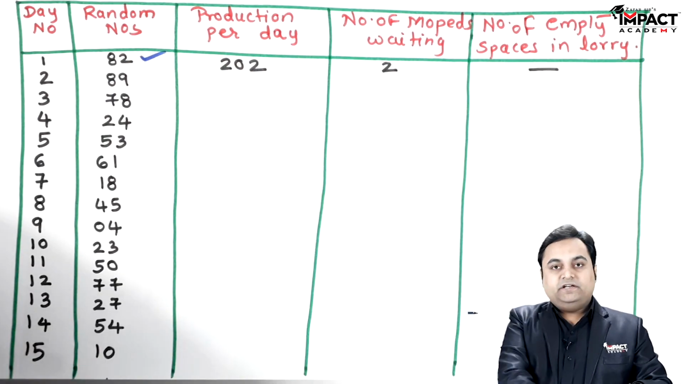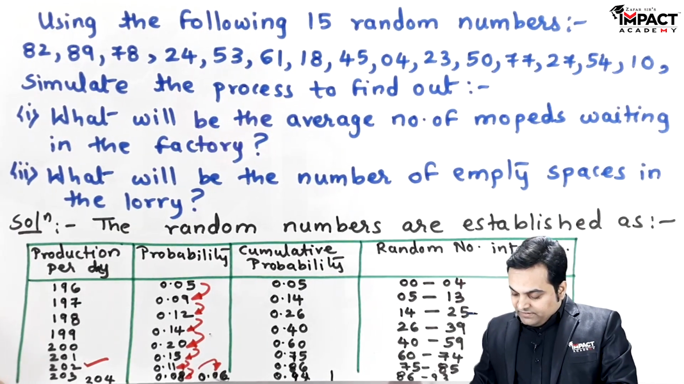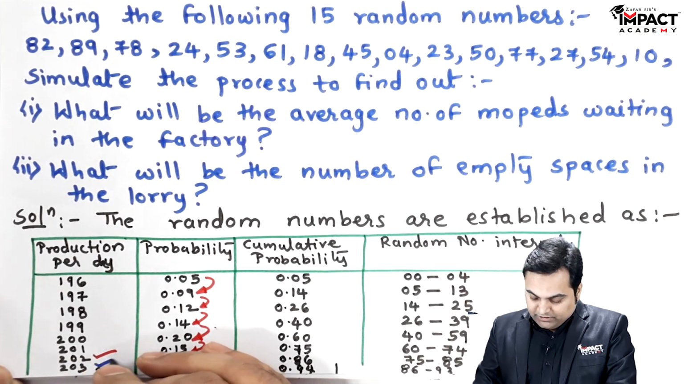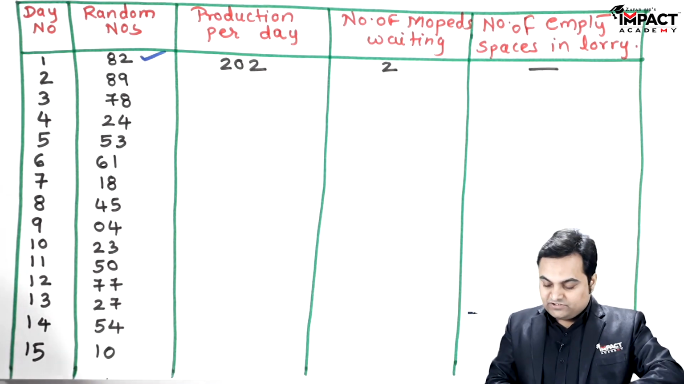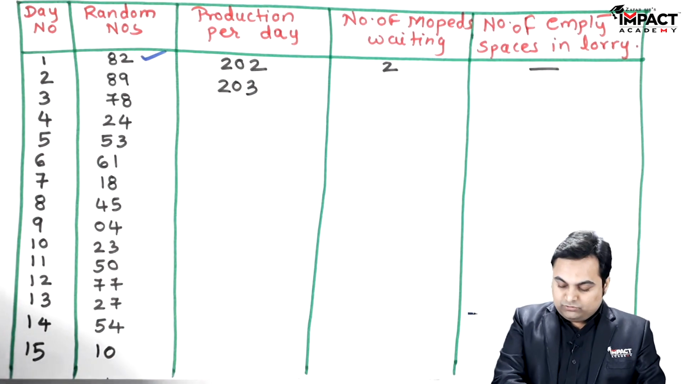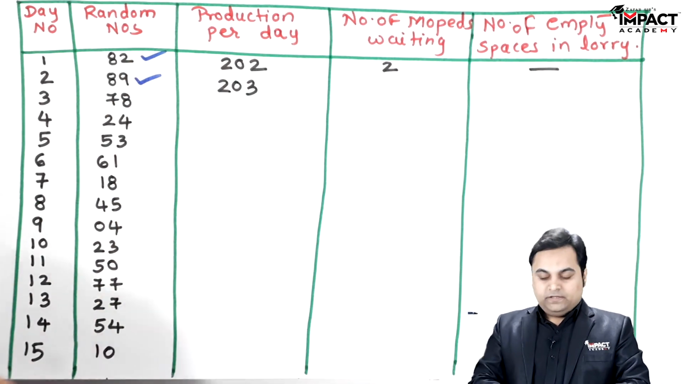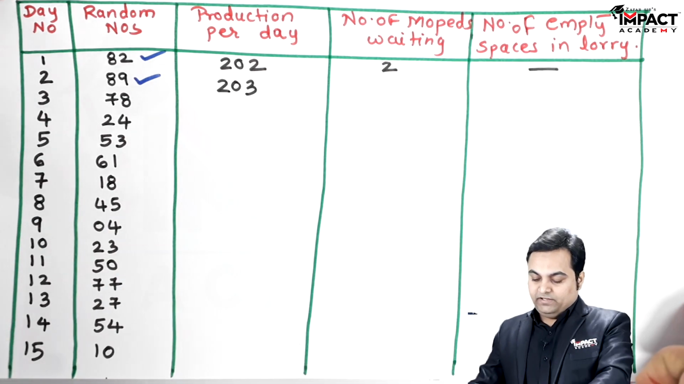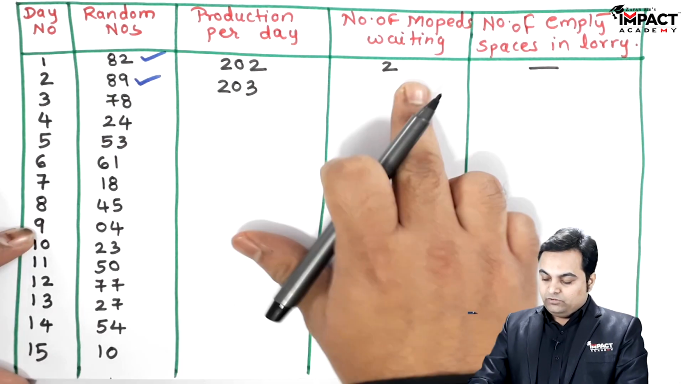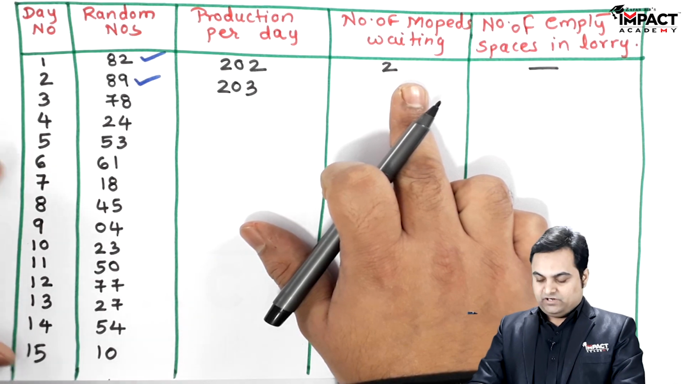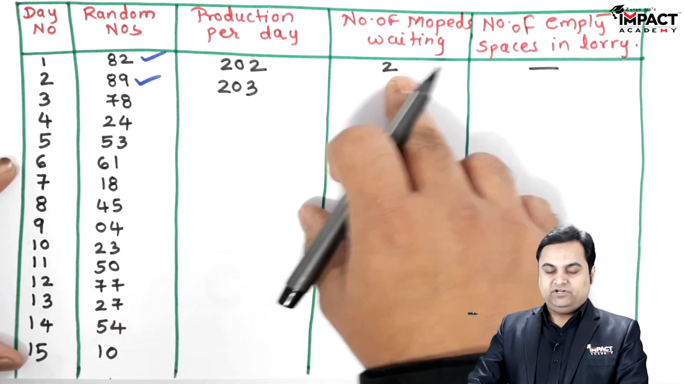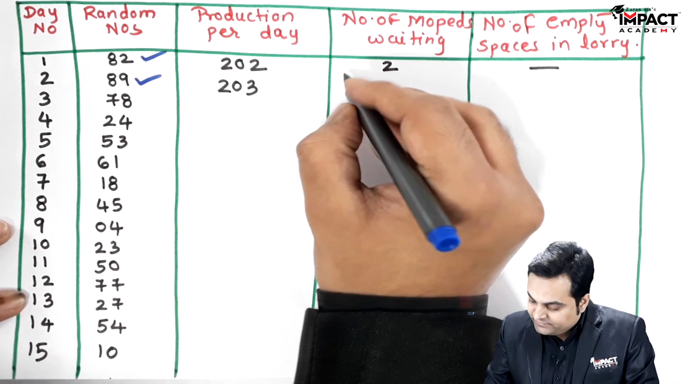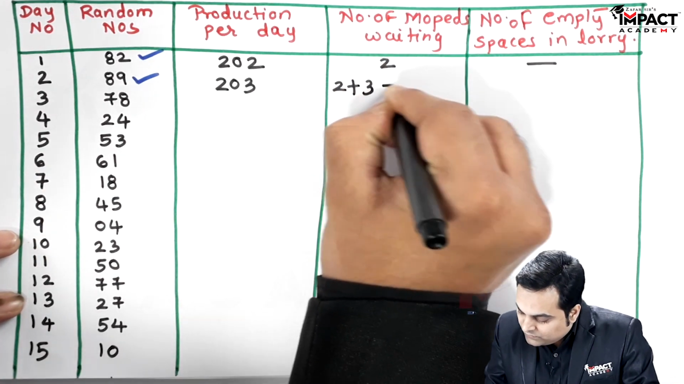Second, it is 89. Now see, 89 is there in which range? We can see that 89 is in the range of 86 to 93. And 86 to 93 will correspond to 203. So the next number of mopeds manufactured is 203. So take this random number. And now again we see 3 mopeds are manufactured extra. So in that case, what we can analyze is, on day 1, 2 mopeds were extra. On the second day, 3 mopeds. So 2 plus 3, which is equal to 5.